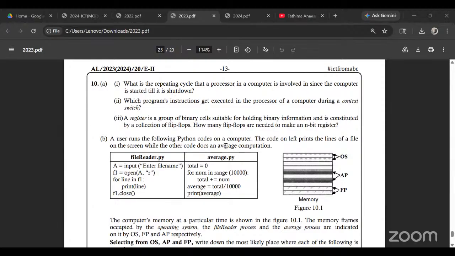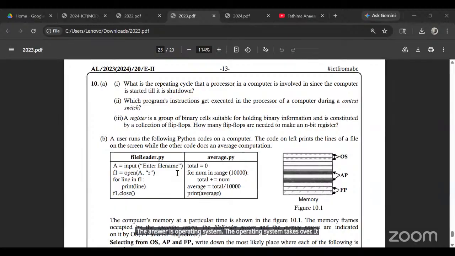Operating system. All of you are wrong. Okay, all of you are wrong. See, this was one of the toughest papers in 2023, so do this paper again and again. The answer is operating system. The operating system takes over.